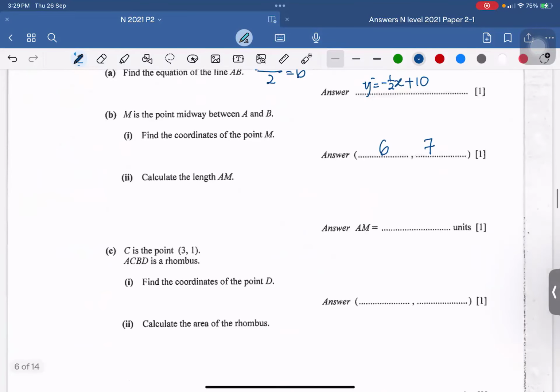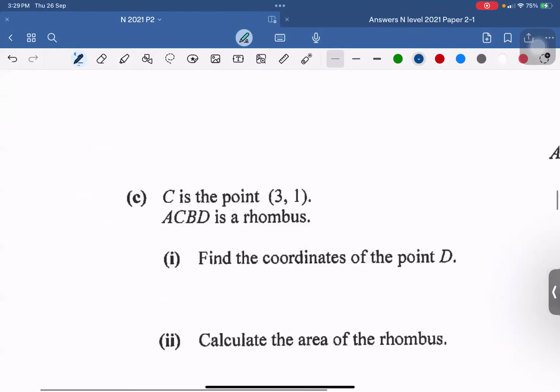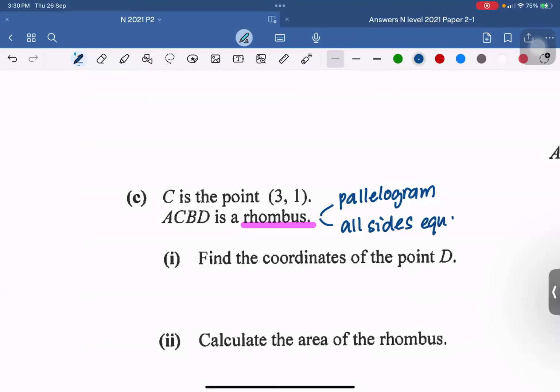Okay, next one, C is the 0.31 where A, B, C, D is a rhombus. What's so special about the rhombus? Number one, rhombus is a parallelogram. And not only that, rhombus have all sides equal. Oops, Arisa got disconnected.